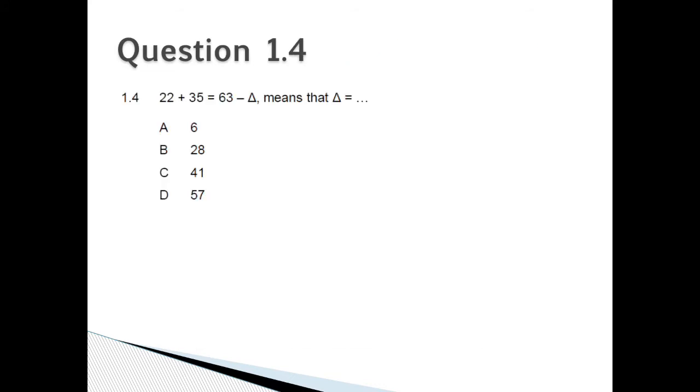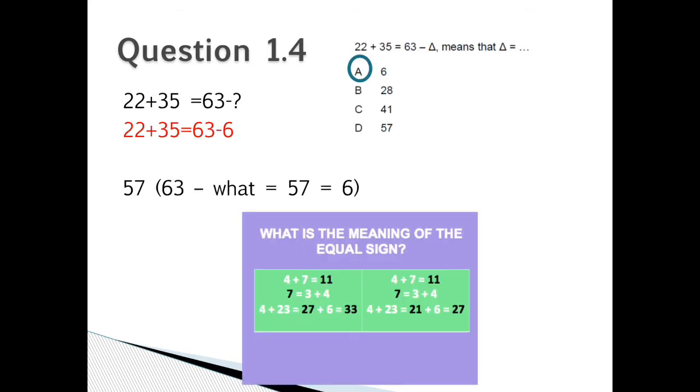Question 1.4. 22 plus 35 is equal to 63 minus a triangle. What is the triangle equal to? Is it A, 6, B, 26, C, 41, or D, 57? What is the meaning of the equal to sign? It means everything on the one side is equal to everything on the other side. 22 plus 35 is equal to 57. So 63 minus what is going to give you 57? 63 minus 6. So the answer is A for the triangle.